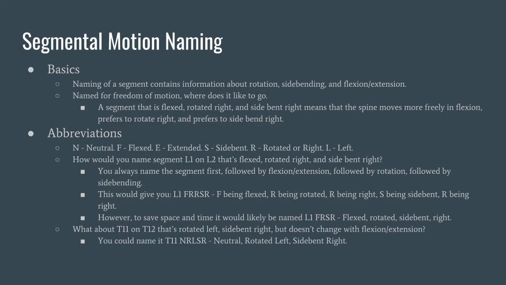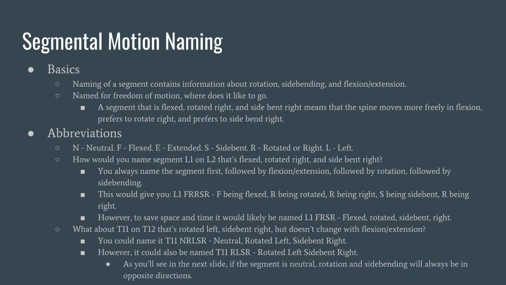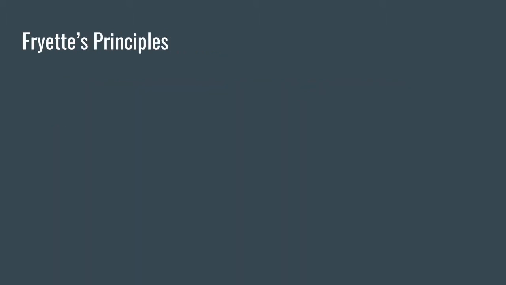You could name it T11 NRLSR, neutral, rotated left, side bent right. The neutral means that the rotational component doesn't change in flexion or extension. It could also be named T11RLSR, rotated left, side bent right. As you'll see in the next slide, if the segment is neutral, rotation and side bending will always be in opposite directions. Fryette's principles. Law 1.